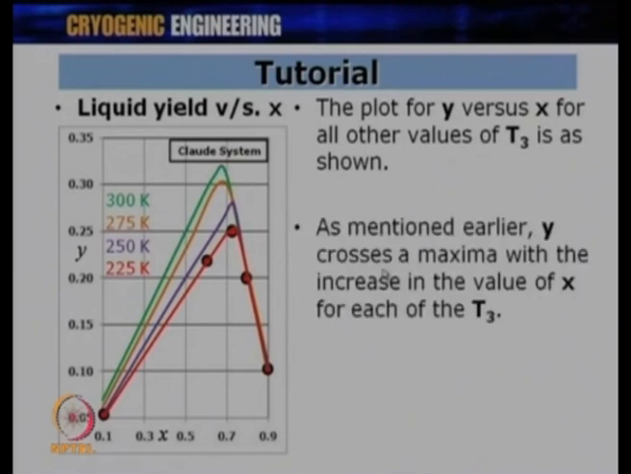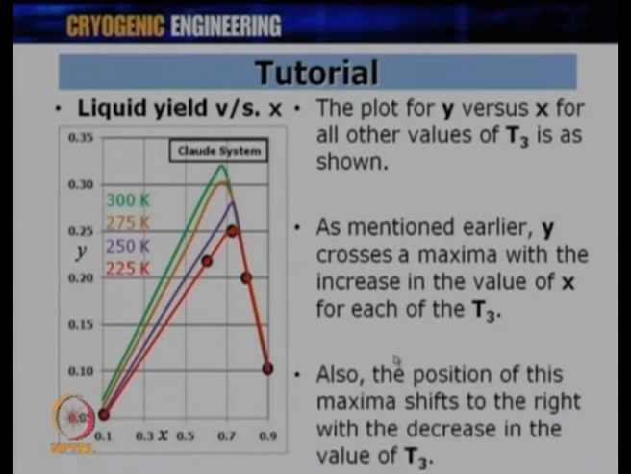As mentioned earlier, Y crosses a maxima with increase in the value of X for each T3. So, for every T3 what you see, it has gone through a maximum, and the position of this maxima shifts to the right with decrease in the temperature value of T3. That means, if I come down from 300 to 225 Kelvin, the optimum X value has changed. It is a marginal change, from 0.67 to 0.73 or so. But because the temperature has decreased, I can divert more gas through the expansion engine to get an optimum.